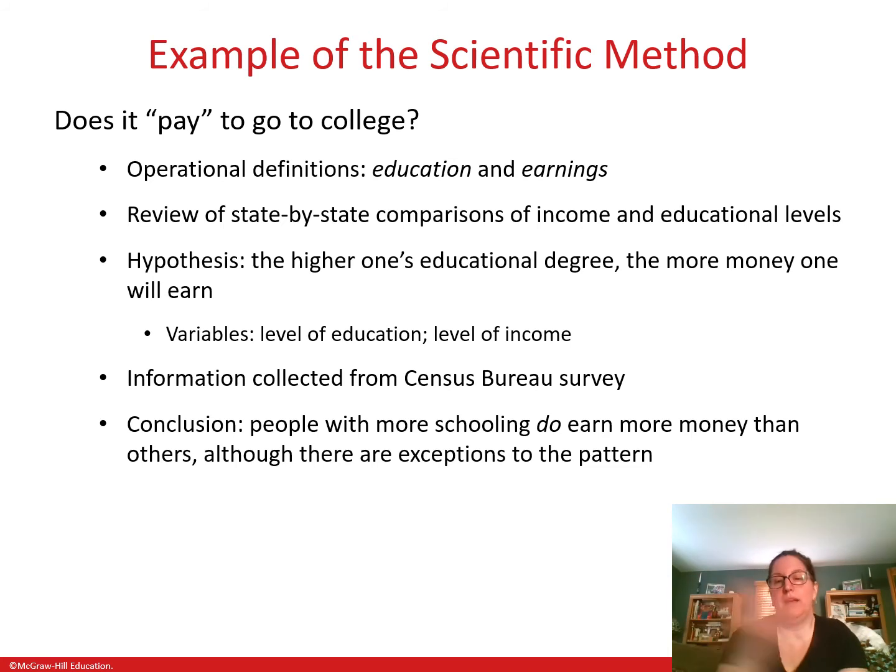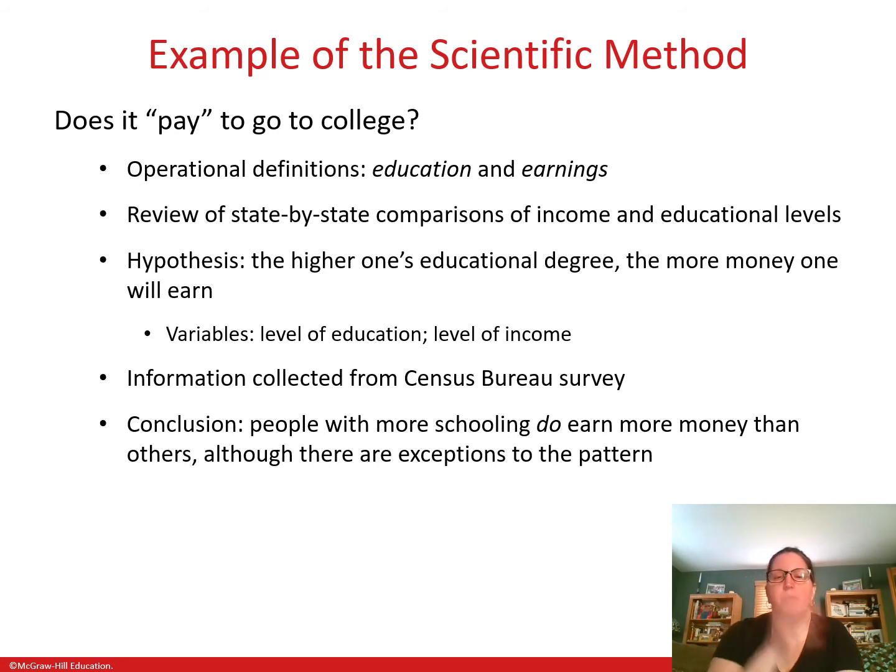So here we have the example I've been talking about. Does it pay to go to college? So our operational definitions, we want to operationalize education. We want to operationalize earnings in the form of income. And so the researchers here would review a state-by-state comparison of income and educational levels. The hypothesis is the higher one's educational degree, the more money they will earn.